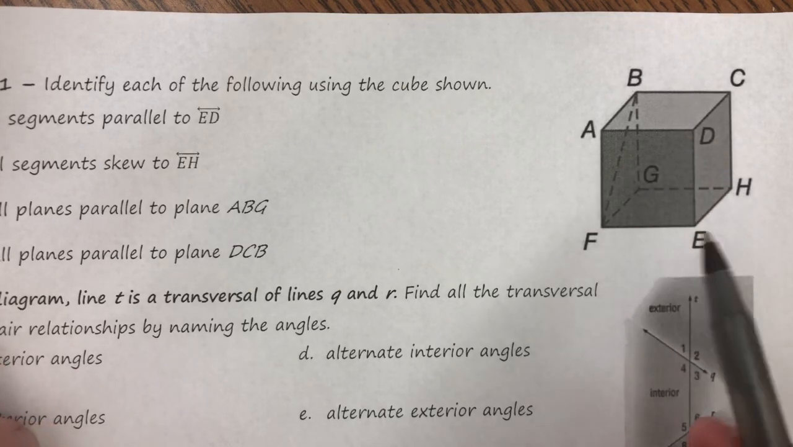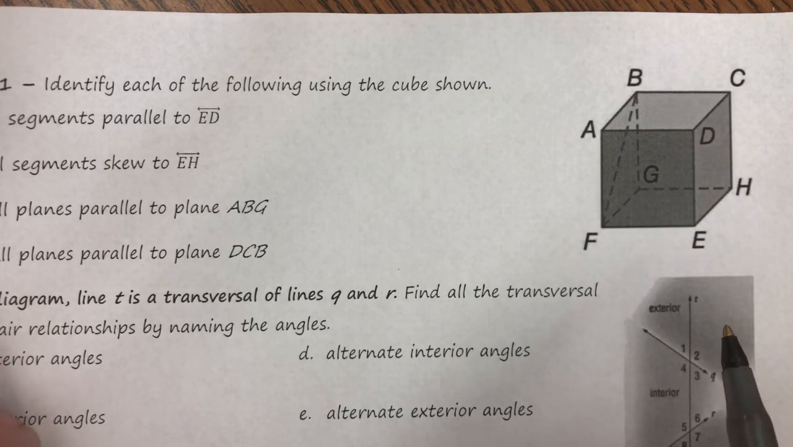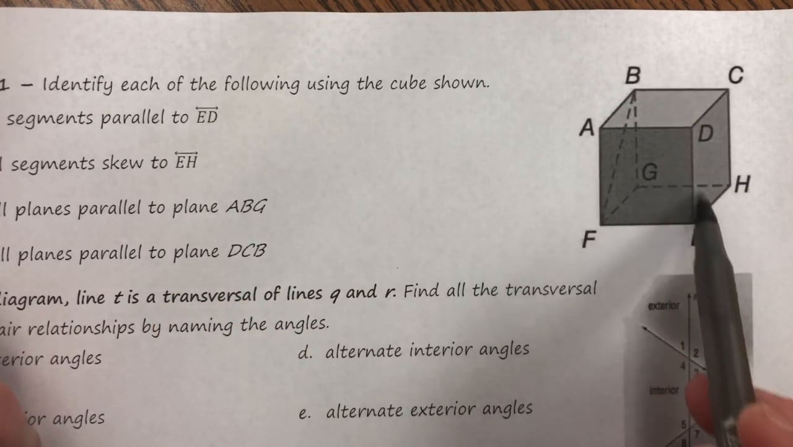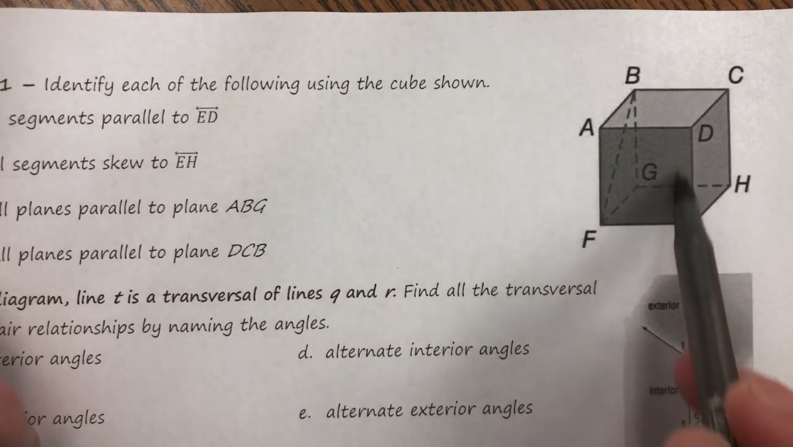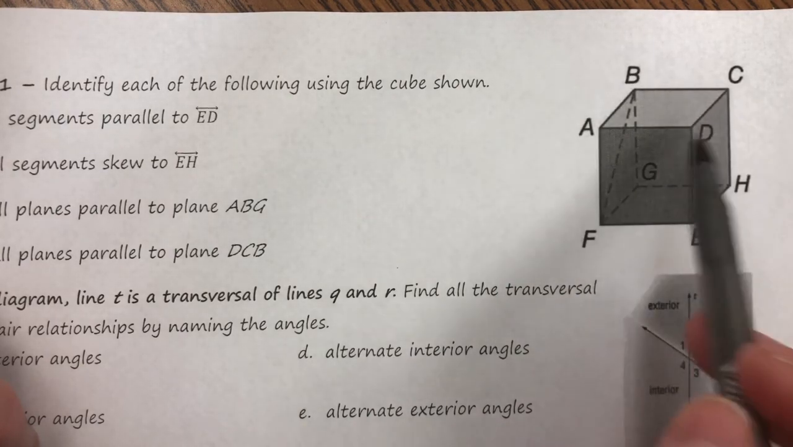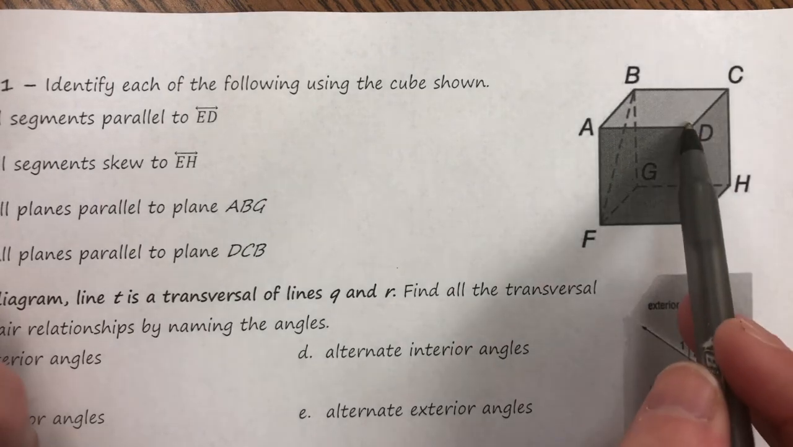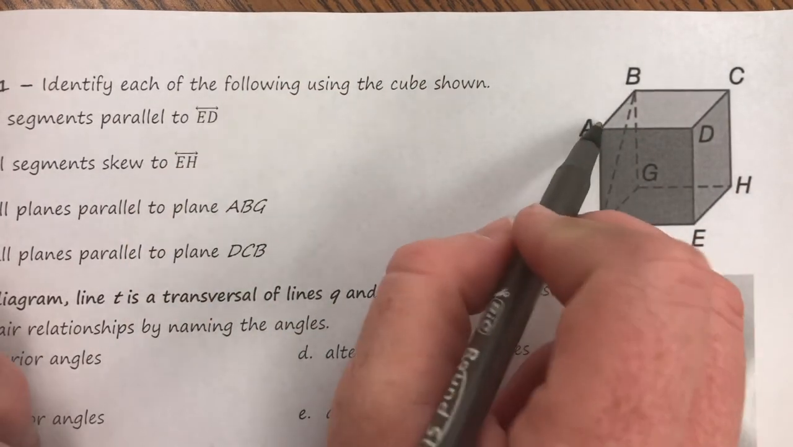But first of all, we need to name all segments that are parallel to line ED. So here's E, here's D. We're talking about this guy right here. So how many line segments in this box are parallel to this guy? They never cross. So we would say ED, AF.